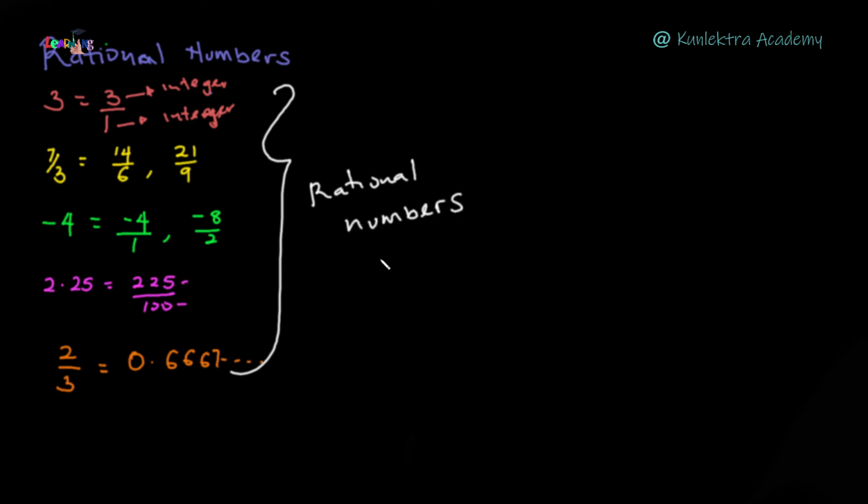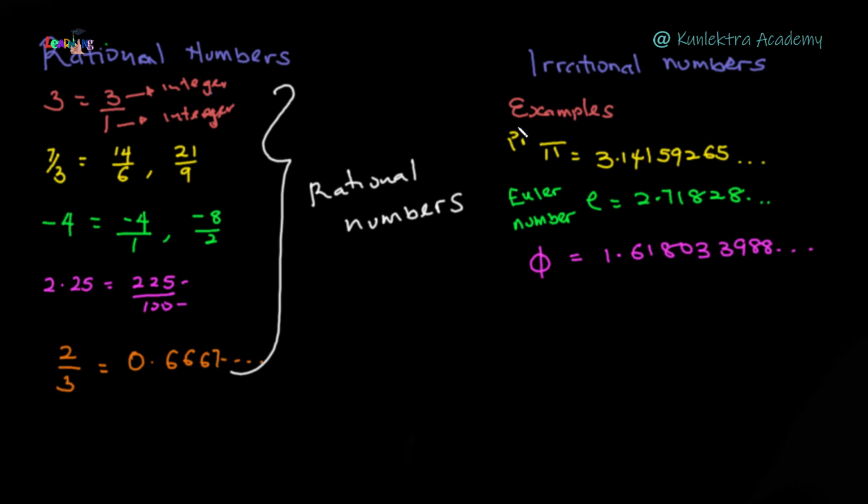Now let's move on to irrational numbers. What are irrational numbers? Irrational numbers are numbers that cannot be expressed as a ratio of two integers. I have some examples here. Pi is an irrational number. We have Euler's number, which is an irrational number. Then we have the golden ratio, which is an irrational number.